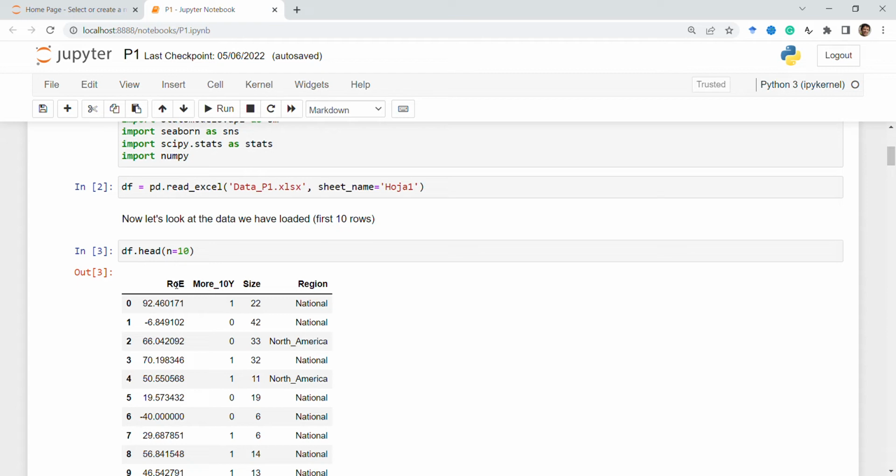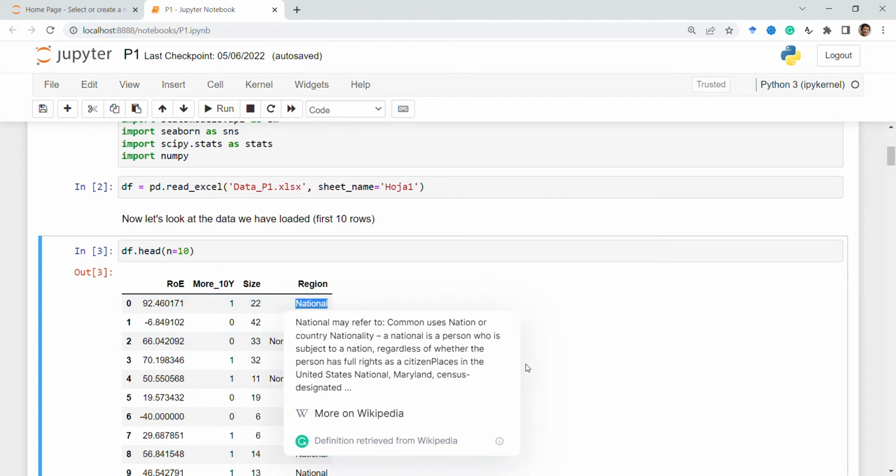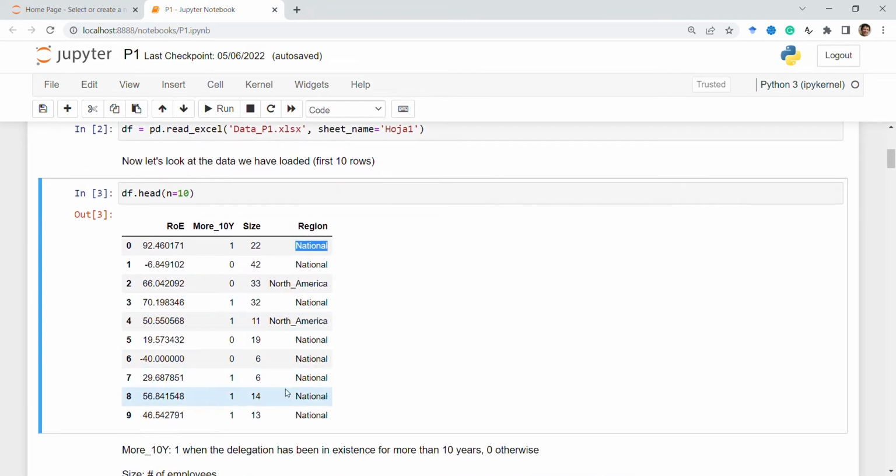And then we have, for instance, this one increased its value by 92%, this one decreased the value by -7%, and so on. So now for each delegation, we have whether that office has been open for more than 10 years, and the size, measured in whatever units, maybe number of people, for instance, and then the region. And we have multiple regions. We have national, North America, and then we have also European Union somewhere.